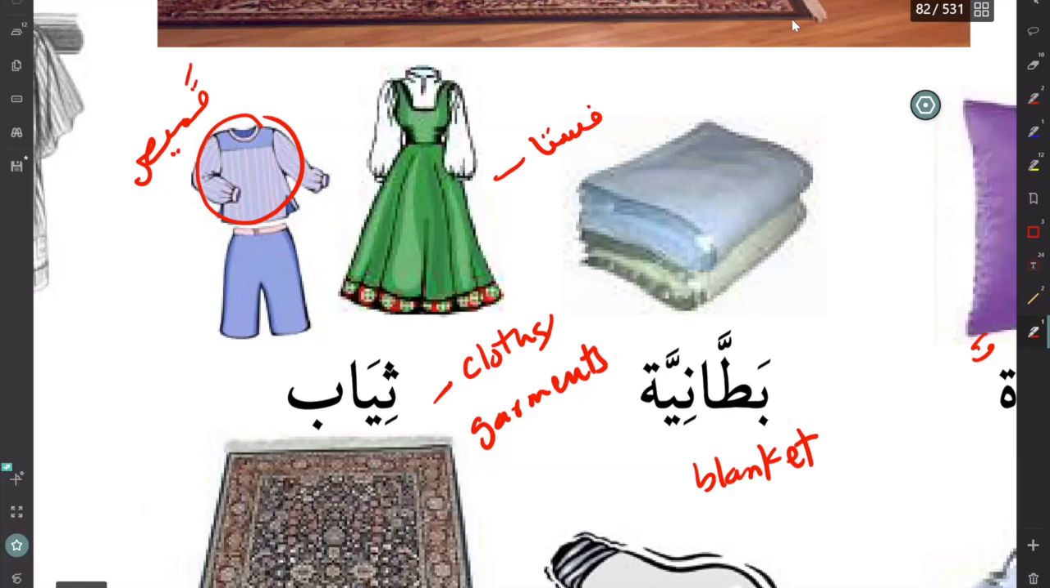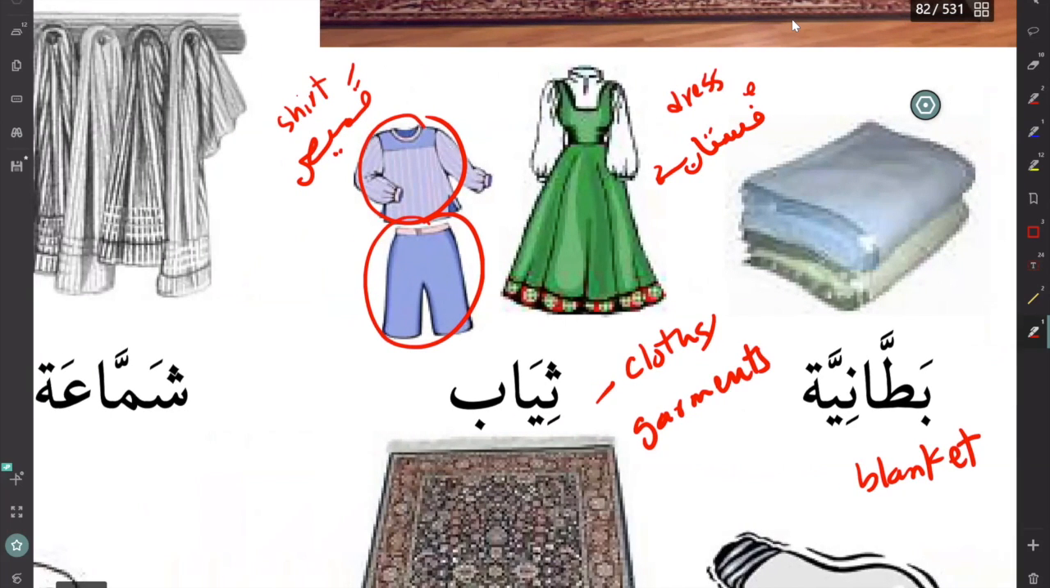Fustan. Fustan, right? Okay, fustan is dress. I want to write here so you're not confused. Fustan is dress. Qamis is shirt. Okay. And then for the pants, we have few words. You can say bintal, sirwal, sirwal. Okay, both of them are fine.